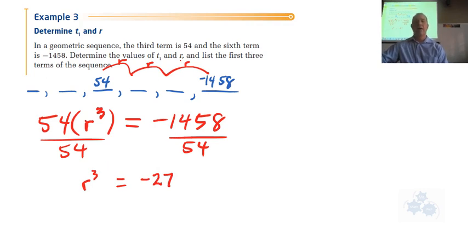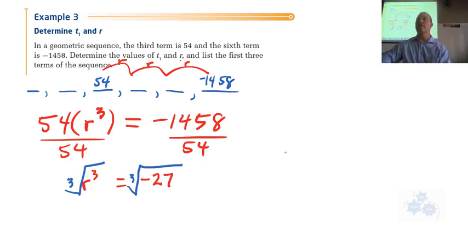Okay? Now how do I get r all by itself here? R cubed. What do I have to do to get r all by itself? Yeah, I have to take the opposite of cubing, and that is taking the cube root. A negative value for an odd root is not a bad thing. You can take the cube root of a negative number. You can't take the square root of a negative number, right? That's a different side of math that you guys don't know about yet. Imaginary math is what that is.